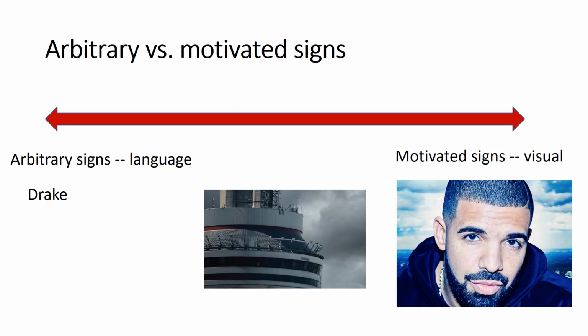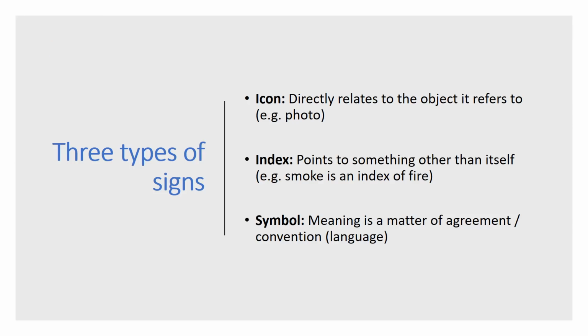So signs exist on this continuum, from arbitrary signs like language all the way through to more motivated, more literal signs, if you like, such as a photo. Now, along that continuum from arbitrary to motivated signs, we can define 3 types of signs within that continuum. So we can talk about icons, an index, or a symbol. Icon, index, and symbol. Now, an icon directly relates to the object to which it refers. So the classic example of an icon is a photo of a person. So our Drake photo, it is quite a literal representation of Drake.